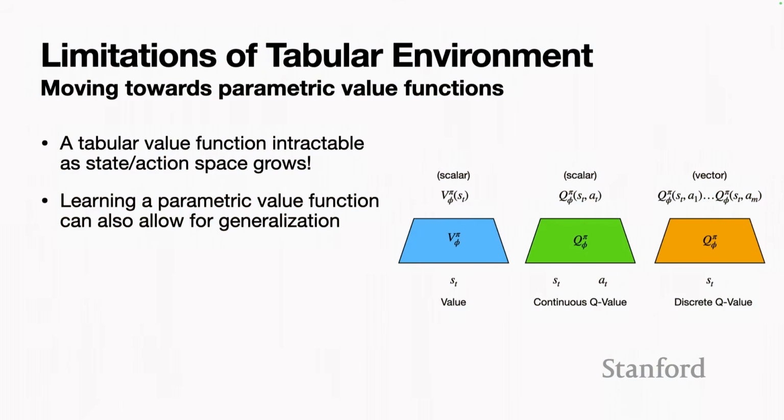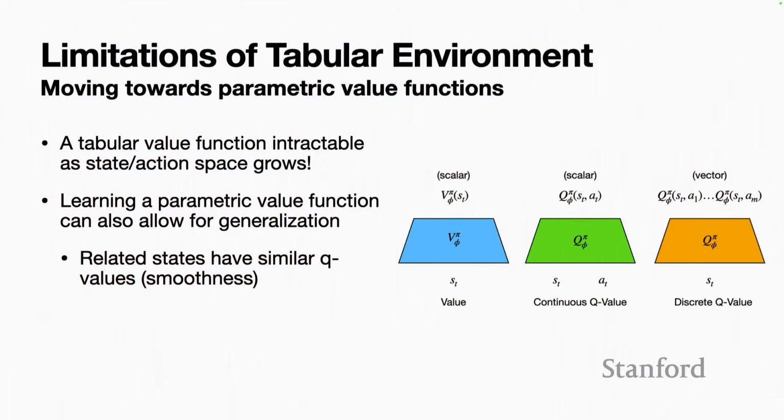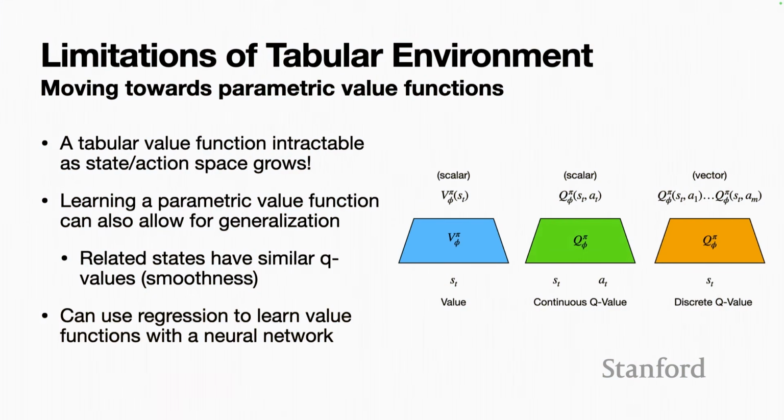Additionally, if you instead learn a parametric value function through a neural network or something, you can allow generalization to occur in a better way. So for example, if you have two states that are close to each other, either in a semantic sense or in a literal sense, you would hope that their Q values are also very similar to each other. And this is a property of smoothness that you get from the underlying representation that you've learned. What we'll look at next is how to use regression techniques to learn a value function with a neural network in both continuous and discrete environments.